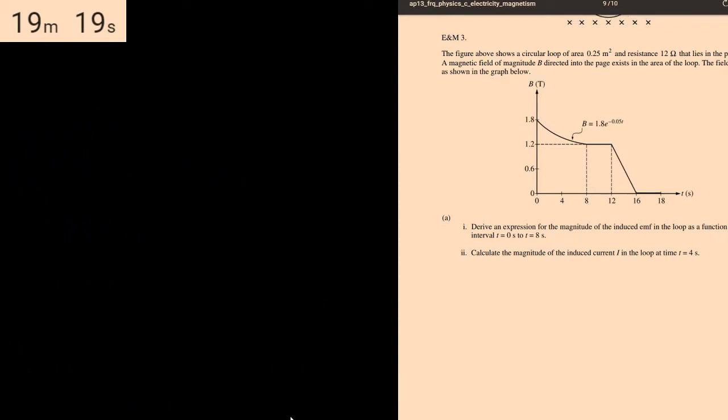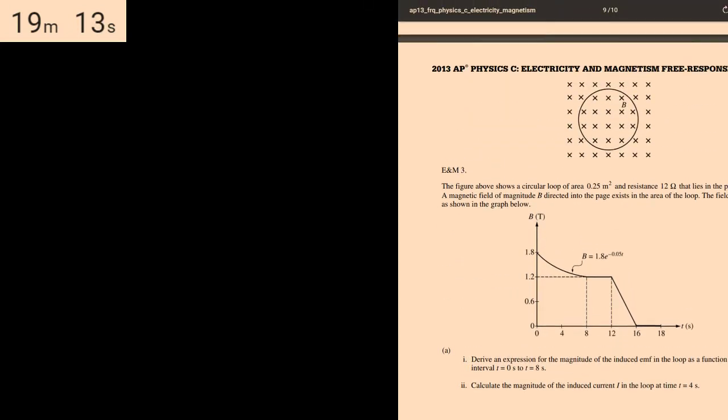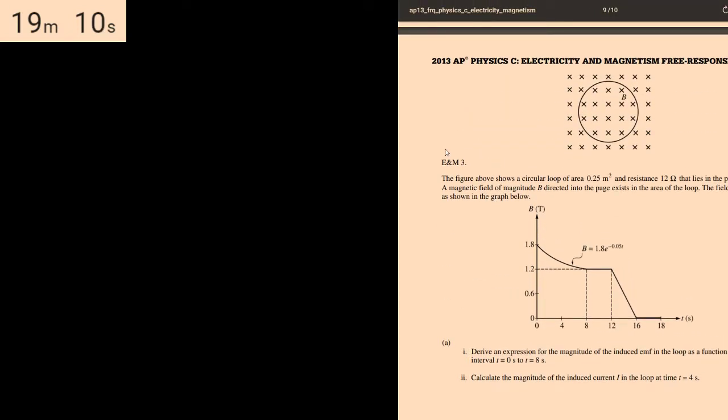All right. Scroll over. Whoa, too high. All right, question 3. The figure above shows a circular loop of area 0.25 square meters and a resistance of 12 ohms that lies in the plane of the page. A magnetic field of magnitude B directed into the page exists in the area of the loop. The field varies with time t as shown in the graph below.